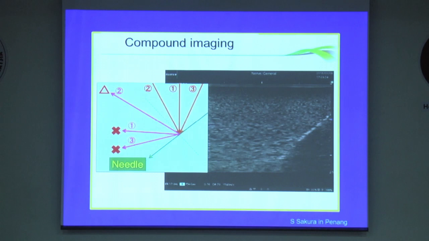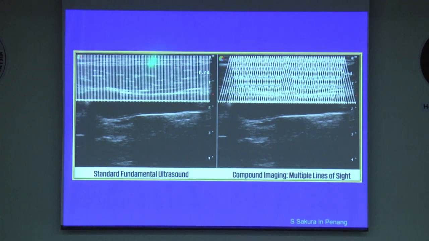Unfortunately, you still have a problem seeing and visualizing a needle that is inserted more than 40 degrees. The left-hand side slide shows an image with simple B-mode imaging, while the right-hand side shows an image with multiple lines of sight.